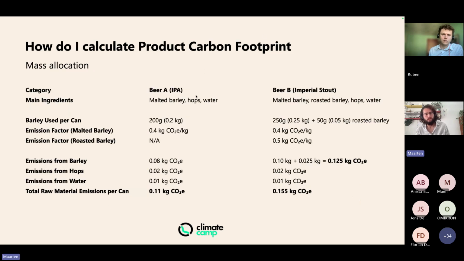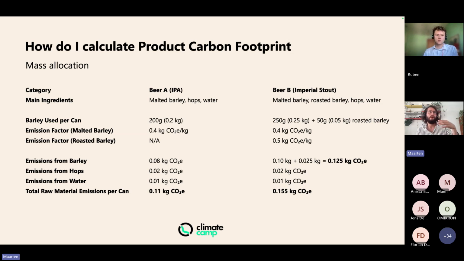Now, the second example I wanted to give is when you use mass, for example, when you do a PCF calculation for the raw material sourcing. I've used the same IPA and stout example here, where they have exactly similar profiles, except when it comes to barley. The IPA only uses 200 grams of malted barley, whereas the Imperial Stout uses 250 grams of malted barley and 50 grams of roasted barley. Now, we made it as simple as possible, so all the emission factors for water and the weights that are used are the same to make it easy to compare.